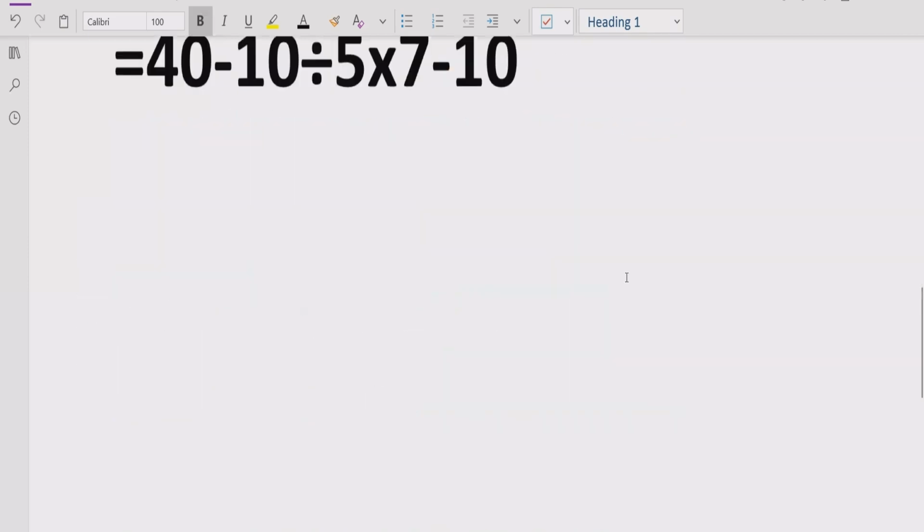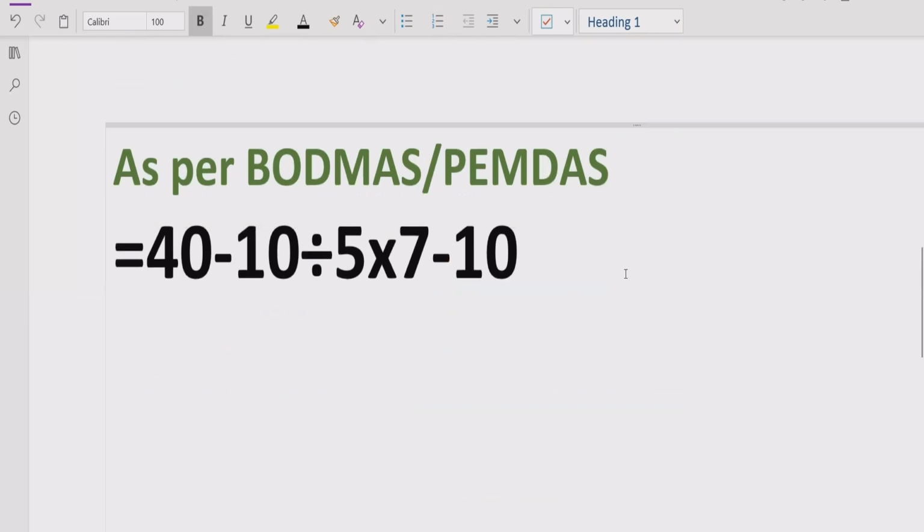Now move forward to solve the given expression. So according to the BODMAS and PEMDAS rule, first of all, we have to solve this B, which is bracket. We do not have any bracket here, so we can skip this step. Now, rule number two is basically you have to solve the exponent or power of any number. We do not have any number which has a power, so we can skip this step as well.